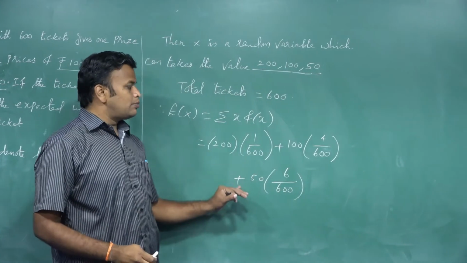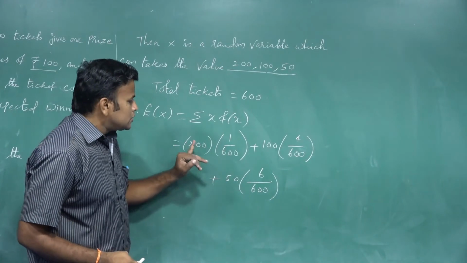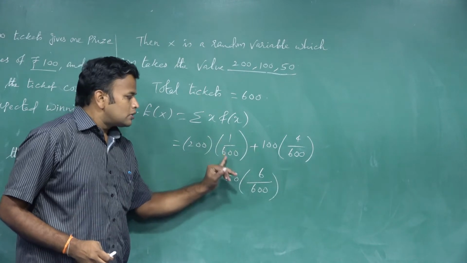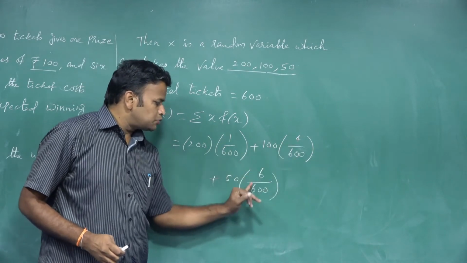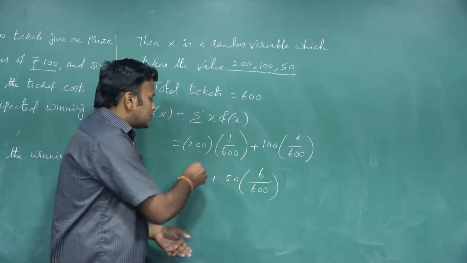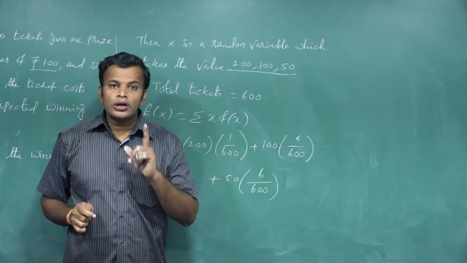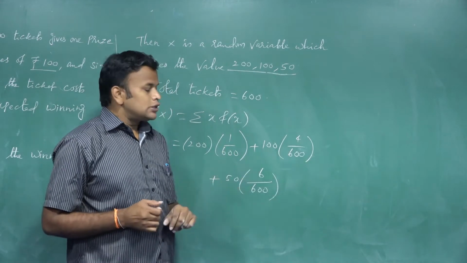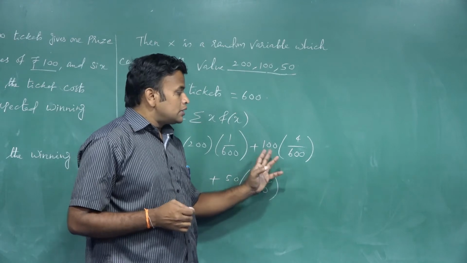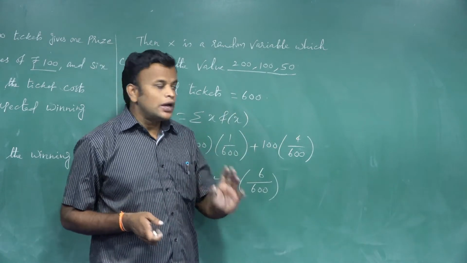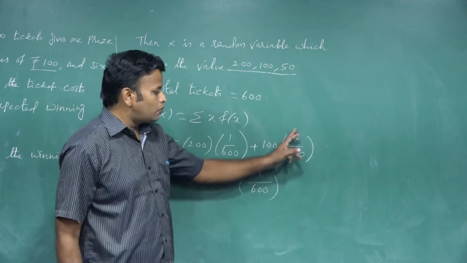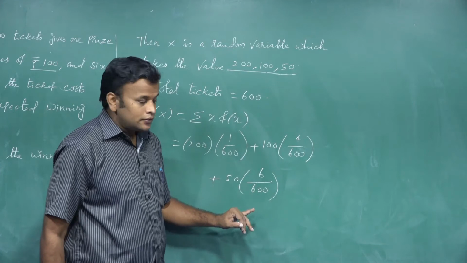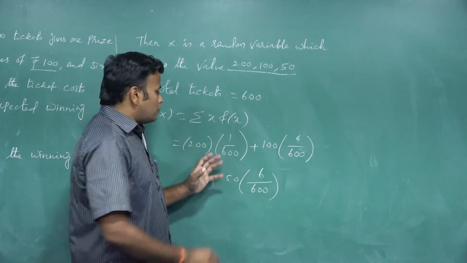That line is very important here. It indicates the random variable values 200, 100 and 50 with probabilities 1 by 600, 4 by 600 and 6 by 600. How is it possible, sir? The amount 200 will have only one ticket out of 600 tickets, so 1 by 600. Why do we write 4, sir? The amount 100 will have 4 tickets out of 600 tickets, so 4 by 600. For 50 rupees there are 6 out of 600. So we write all. Now we simplify.